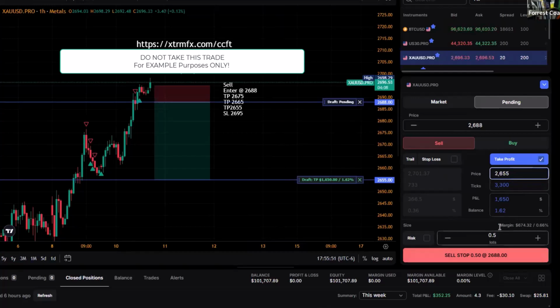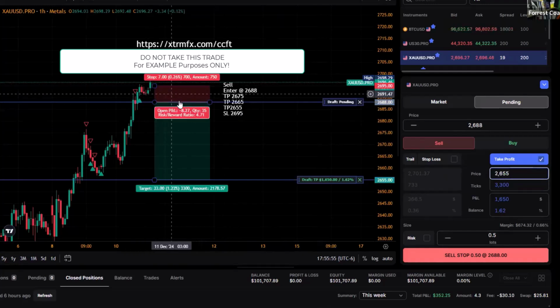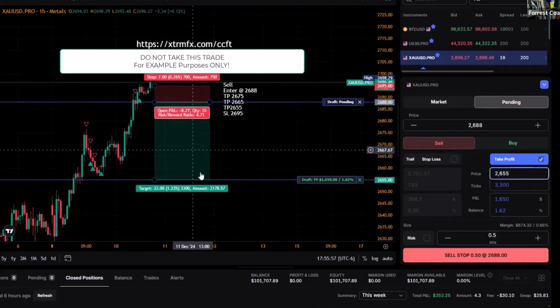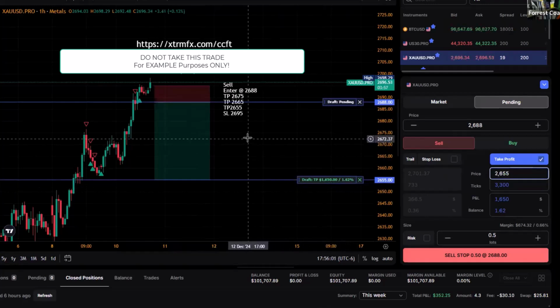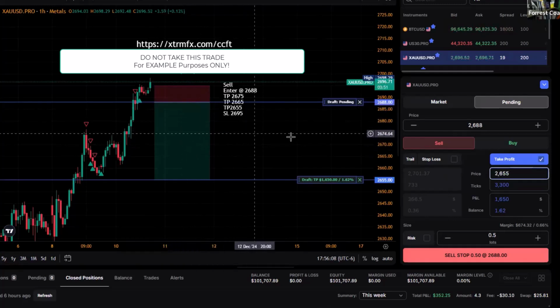So at a half a lot size, a 0.5 lot size, if this trade turns around and enters here and travels all the way down here, you'd make 1,650 bucks. But what if it doesn't go all the way down there? Well, then you won't make 1,650 bucks. You could stop somewhere in the middle, right? So we're going to talk about the middle stuff.